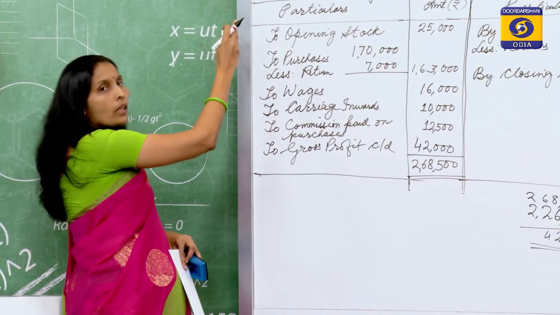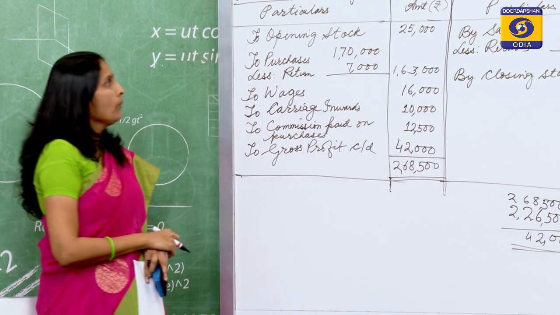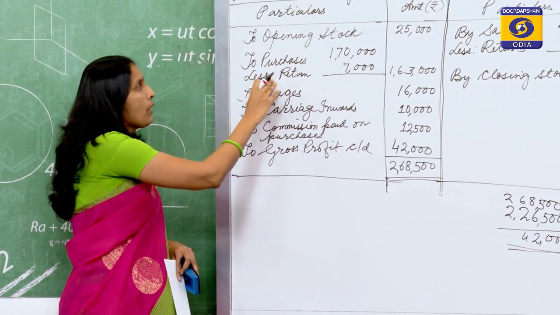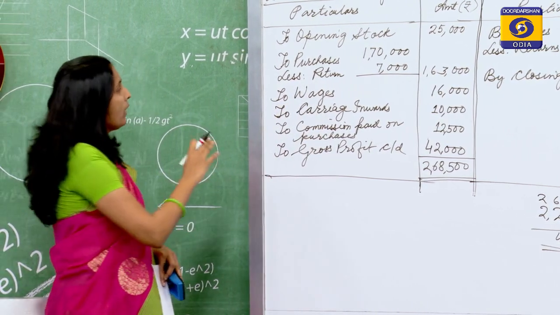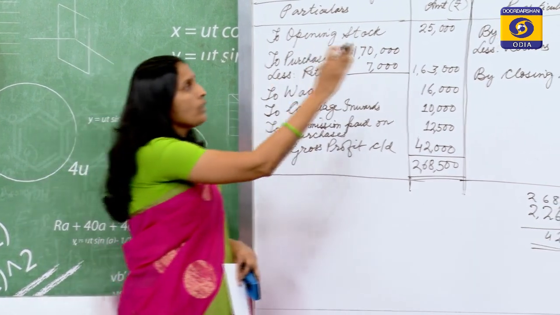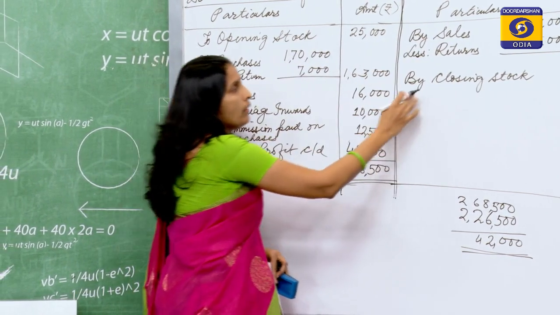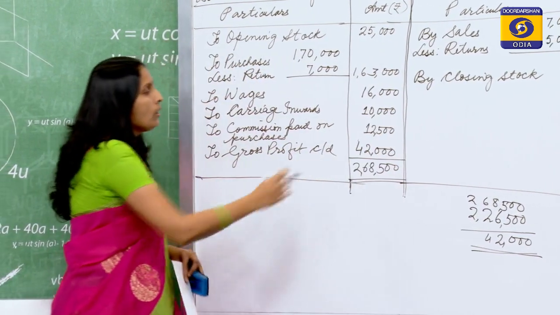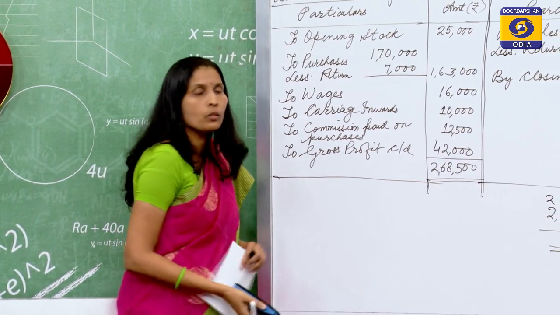We have the debit side. On the debit side we have opening stock, then we have purchases, we have deducted the returns, then wages, then carriage inwards, commission paid on purchases. Then we went to the credit side, we incorporated sales, less returns, and then closing stock. We did the totaling, and then we found out that there is a gross profit of 42,000.